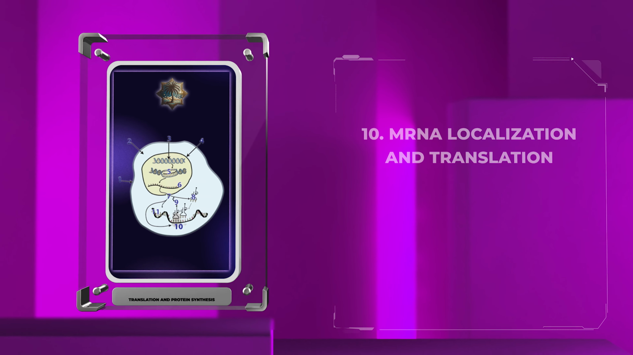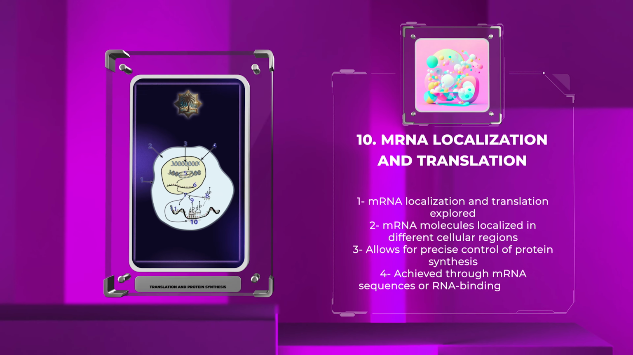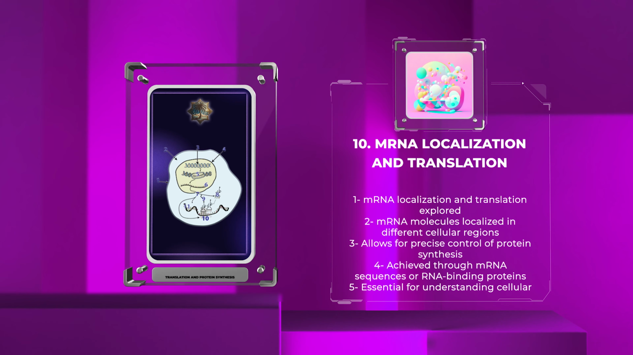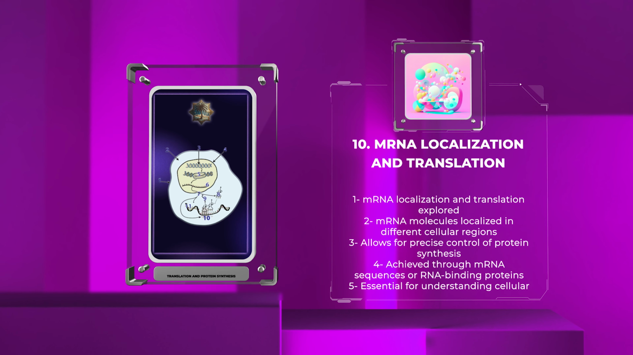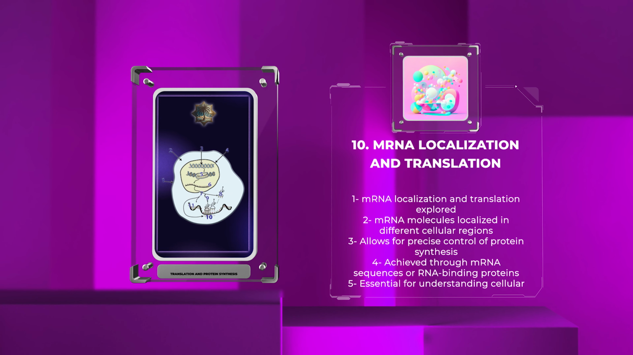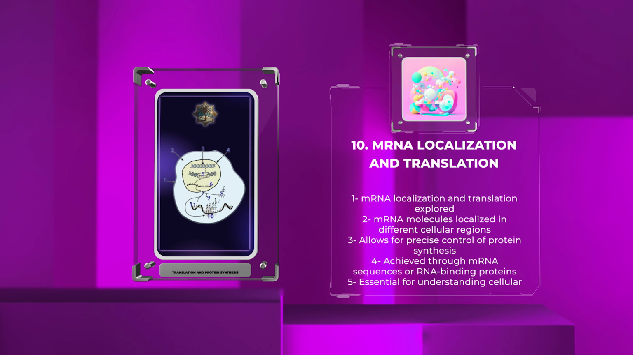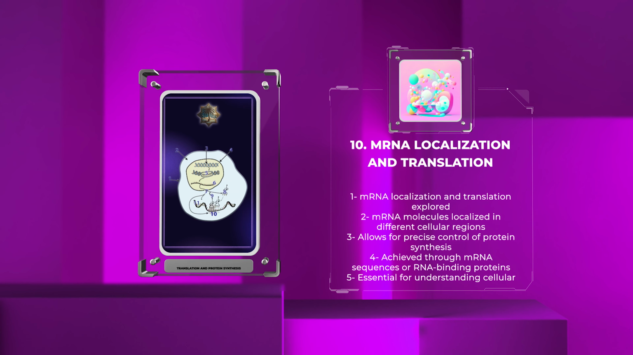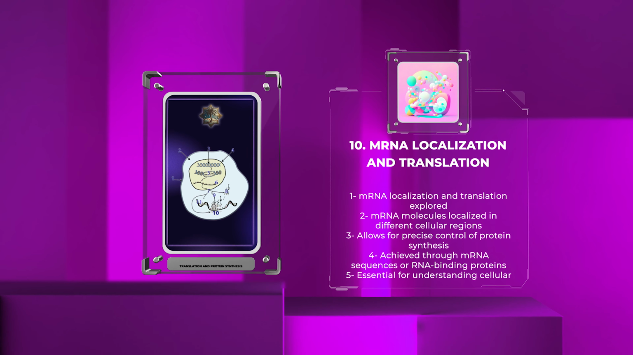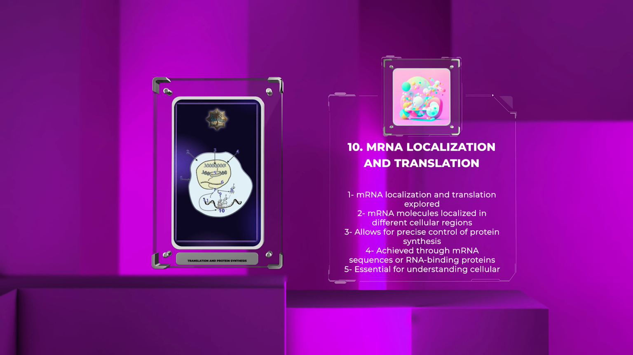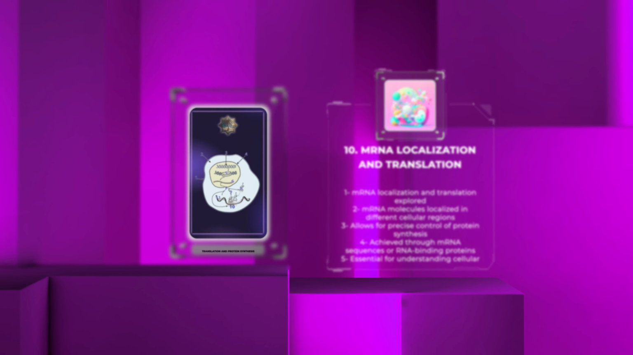In the video, we will explore the intriguing concept of mRNA localization and translation. Recent findings challenge the traditional notion that mRNA is confined to the cytoplasm. Instead, specific mRNA molecules are now known to be localized in different cellular regions, allowing for precise control of protein synthesis. This localization is achieved through the recognition of mRNA sequences or RNA-binding proteins, which facilitate mRNA transport and translation at specific sites. Understanding this process is essential for comprehending cellular development, synaptic plasticity, and related disorders.